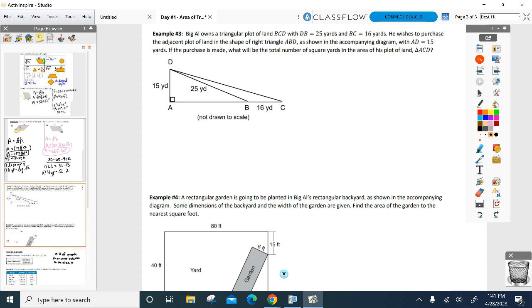What's he got? A triangular... He's got a lot of land. And then he's going to have a backyard coming up here in example 4. All right, so bottom line, can you help Big Al find the area of his land, ACD? Well, it's a triangle. We're not BH anymore. We're 1/2 BH.